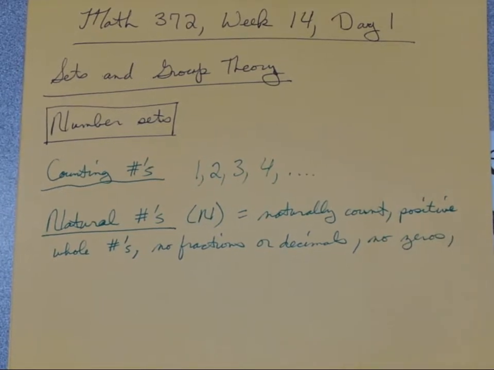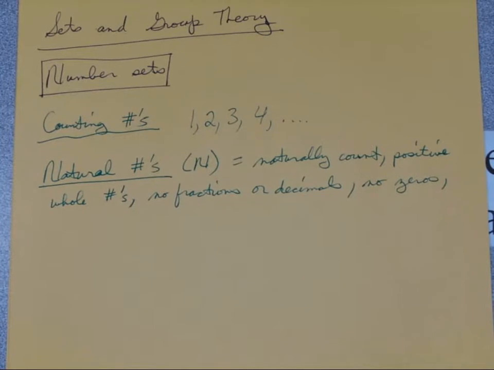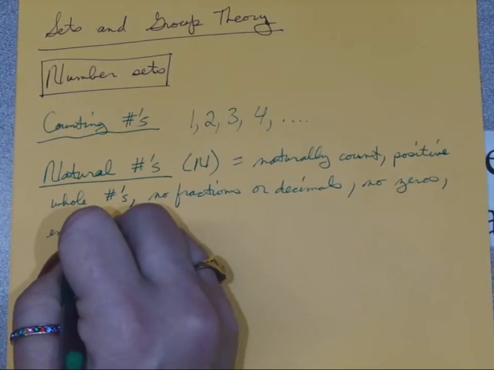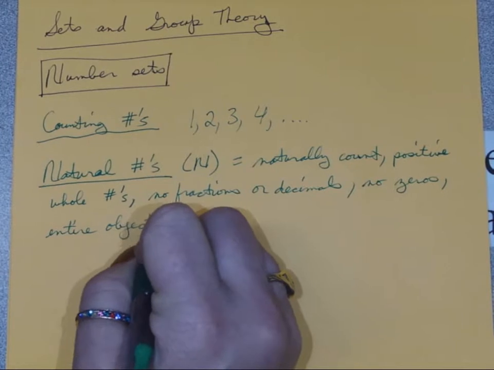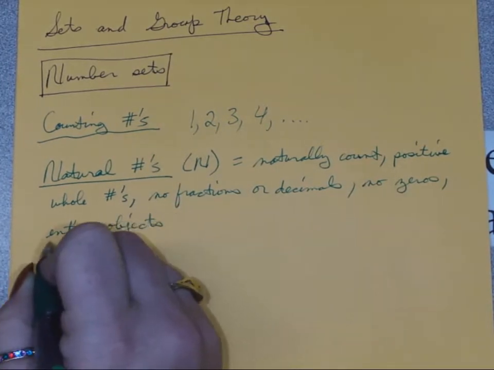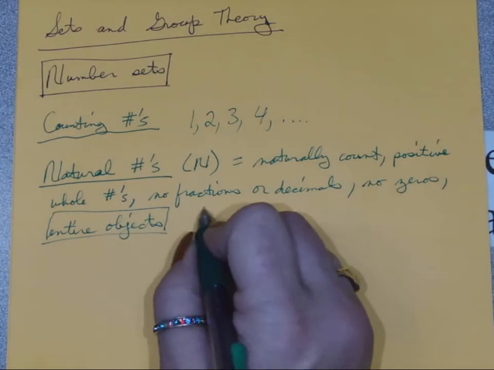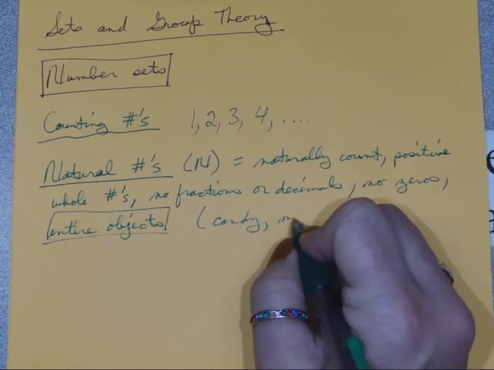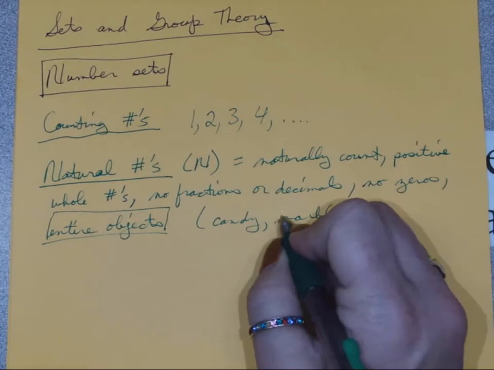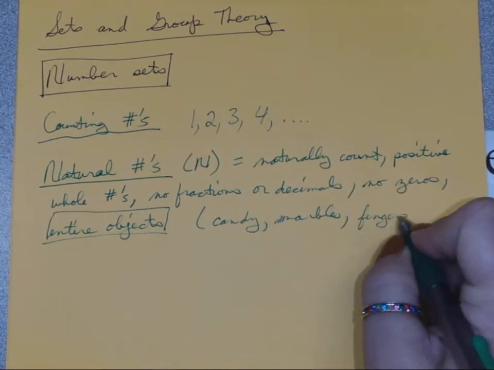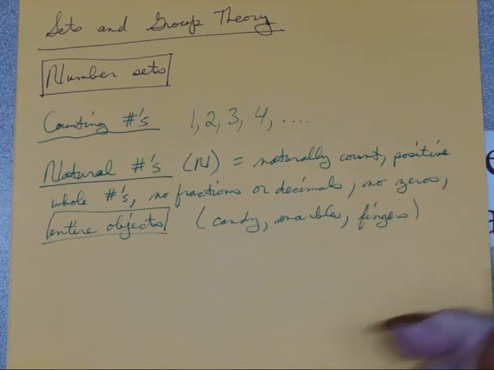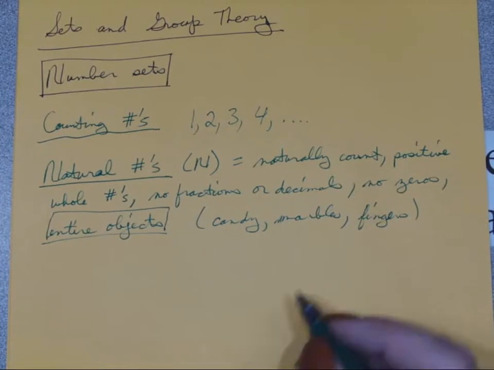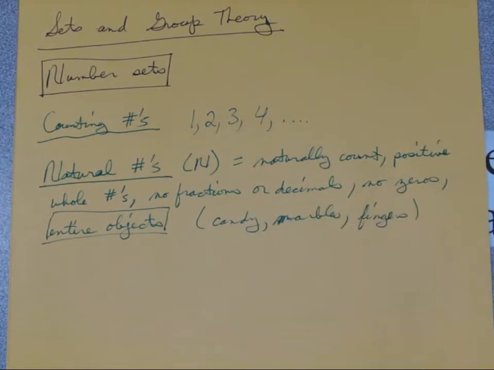A lot of times we might talk about things that we don't want to cut up, so entire objects. Where we get the fractions and the decimals is when we start cutting things up, right? So entire objects, like candy, marbles, fingers. We don't want to cut those up. An entire kid, an entire car, anything that we don't want to split up for whatever purpose. Those are things we would count using natural numbers. So that's the first number set that we would look at.